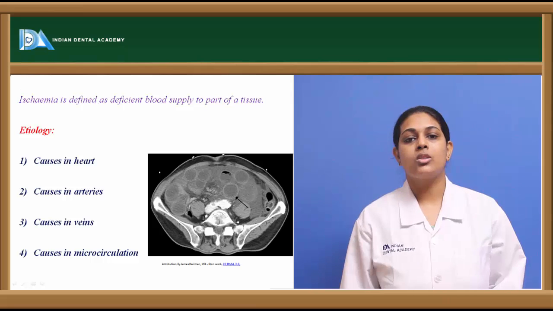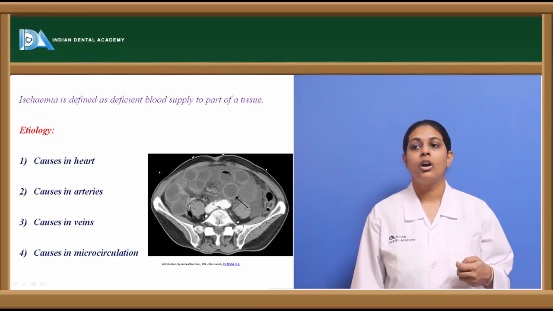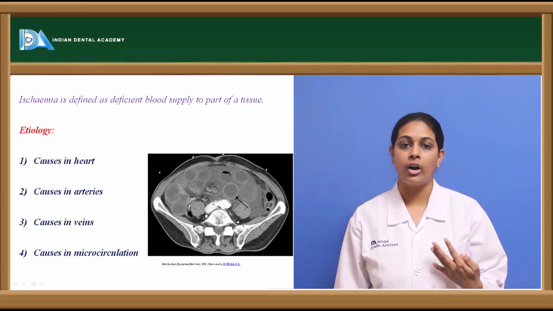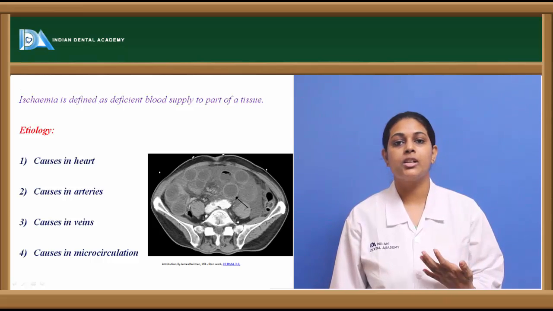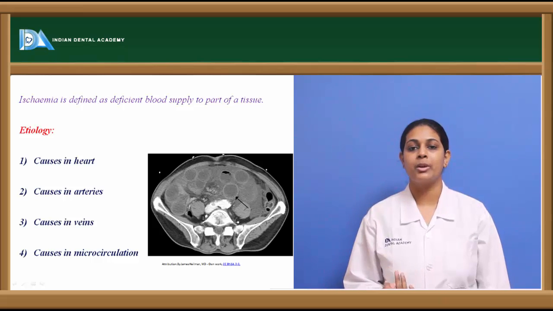These causes in the artery could be within the lumen of the artery, within the wall of the artery, or any pressure on the artery from outside, and any of these could be an etiological agent for ischemia to occur.